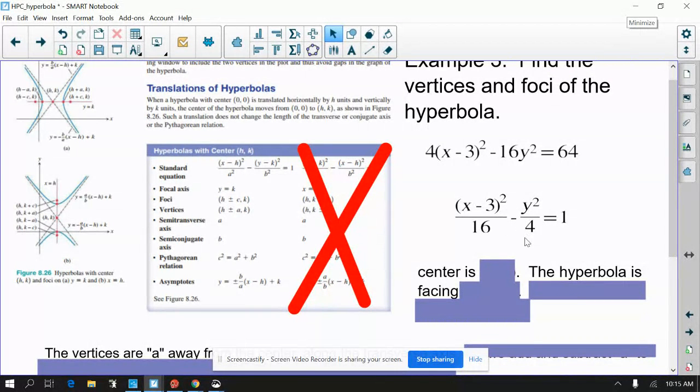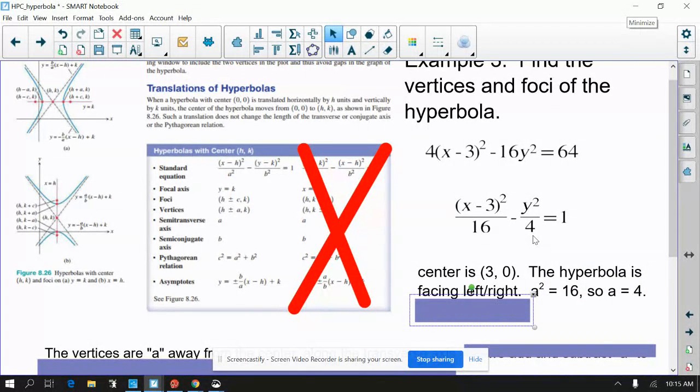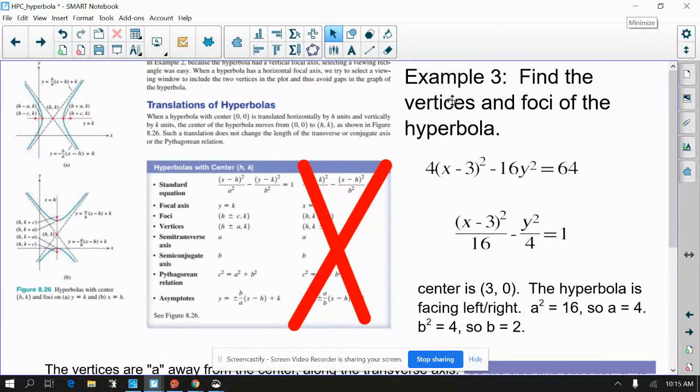So I know lots of things. First of all, h, k, which is the center. The center is (3, 0). And this is a squared. A squared happens to be bigger here, but that's not a necessity for hyperbolas. A squared is just the one that's mentioned first. So a squared is 16, which means a is 4, and b squared is 4, which means b is 2. And I have to find the vertices and the foci.